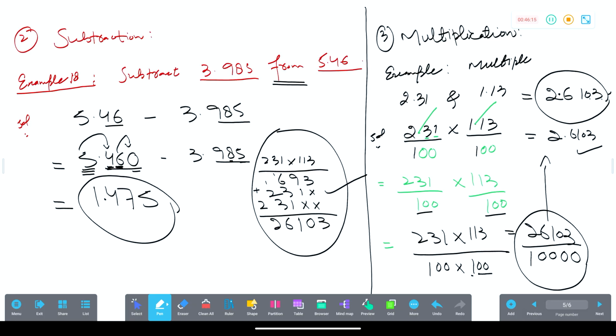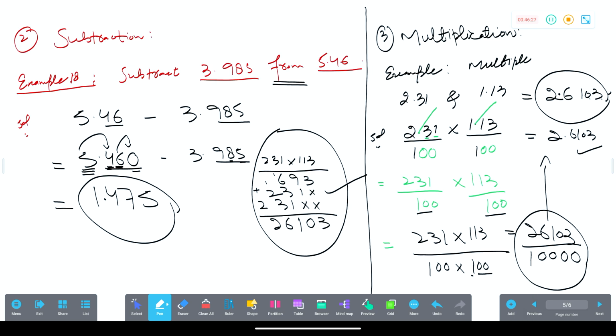In the first method, we were converting them into decimal fractions. Now here is the alternate method. It is 231 into 113, but why are we at the decimal numbers? Let me check. It is 2.31 and 1.13. First of all, you need to be clear that for multiplication of decimal numbers, it is not necessary that they have to be like decimal numbers. Even unlike decimal numbers can be multiplied.